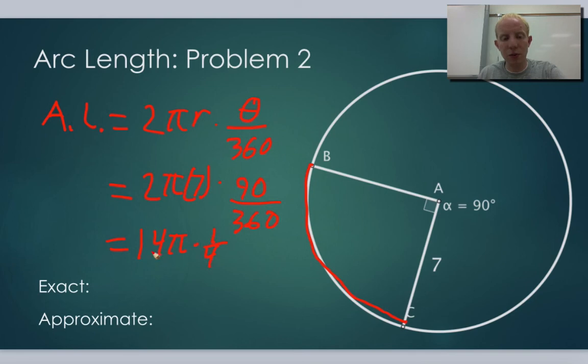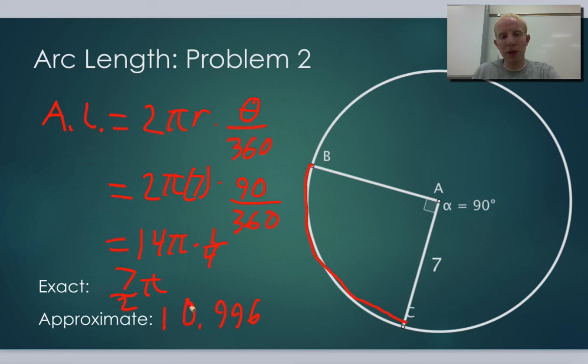And so then we just times 14 by 1/4. 14 over 4 is the same as 7 over 2. So 7 over 2 pi is our exact answer for the distance of that arc. If we're trying to find the approximate, we just plug that into our calculator: 7 divided by 2 times pi. That's going to give us about 10.996. So again, that is just telling us how long that arc is, and we know exactly how long it is and approximately how long it is.